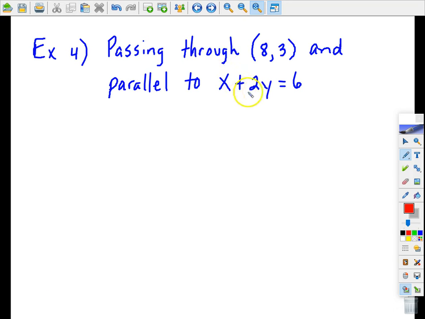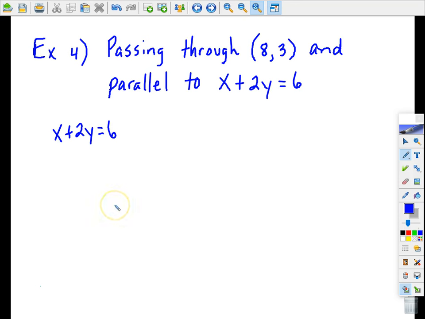A little different way of giving us information, because we're told that the line that we're supposed to write the equation for passes through this point, but the line is parallel to this other line, and it's given to us in standard form. Okay, well remember, what's true about parallel lines? They have the same slope. So I need to discover what the slope is for this line called x plus 2y equals 6. And I think I touched on this in a previous lesson.